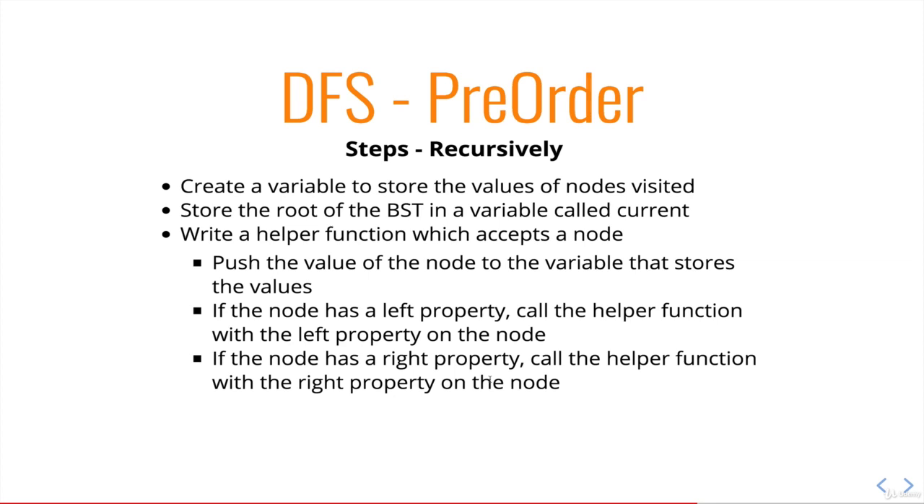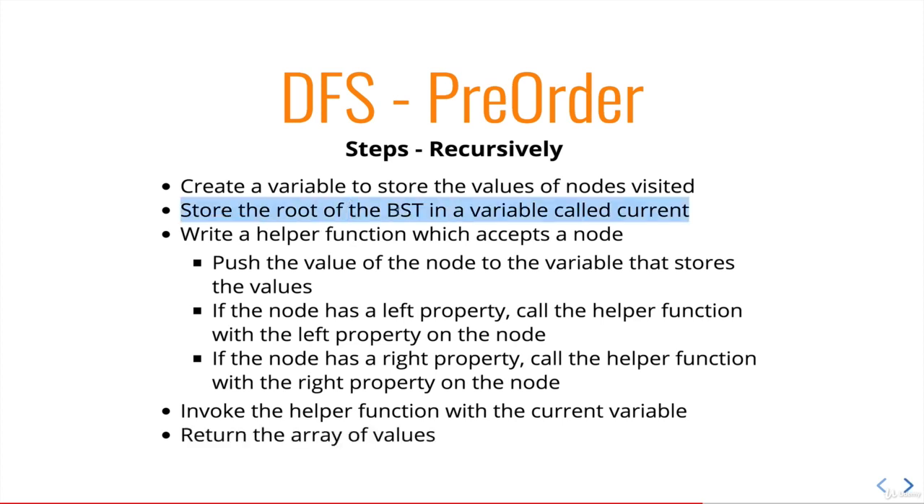We'll look at a call stack. It can be a little bit crazy to try and visualize. But if you can just write a helper function that accepts a node, it takes the value of that node, pushes it to our array that we return at the end. Then we check if there's a left. We call the same helper function. I would just call it traverse. We call traverse on the left side of the node. And then the next line below, if there is a right property, call traverse on the right side. Then we're going to invoke that helper function with the current variable, which is started at the root. Where is that? Right here. And then at the very end, return the array of values or the list of values that we've visited.